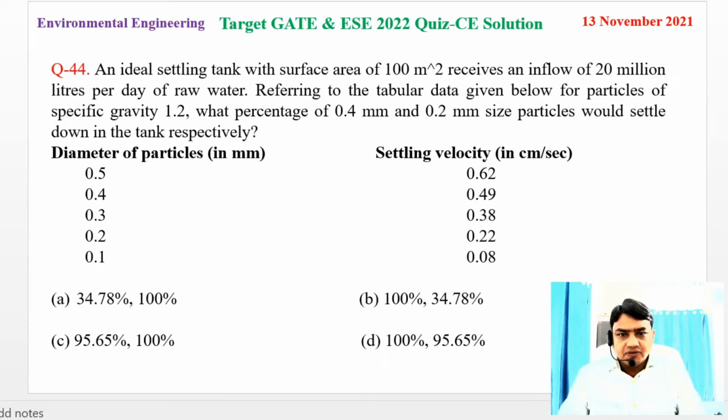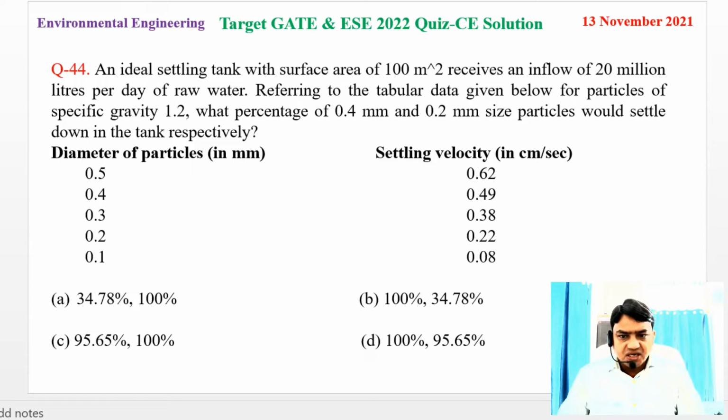And for different diameter of the particle, settling velocity is given. Like for 0.5 mm diameter, the settling velocity was 0.26 centimeter per second. For 0.4 mm diameter, the settling velocity is 0.49 centimeter per second. For 0.3 mm diameter of the particle, settling velocity 0.38 centimeter per second. For 0.2 mm diameter particle, the settling velocity 0.22 centimeter per second, and for 0.1 mm particle, the settling velocity is 0.08 centimeter per second.